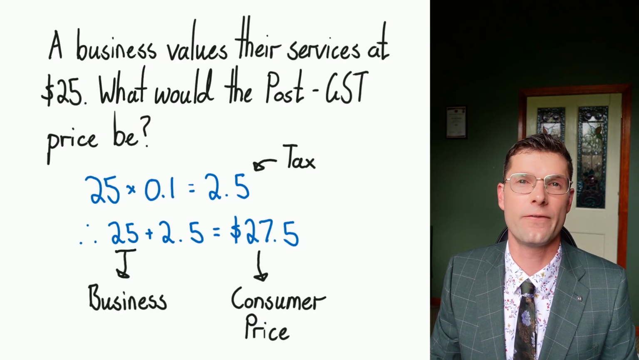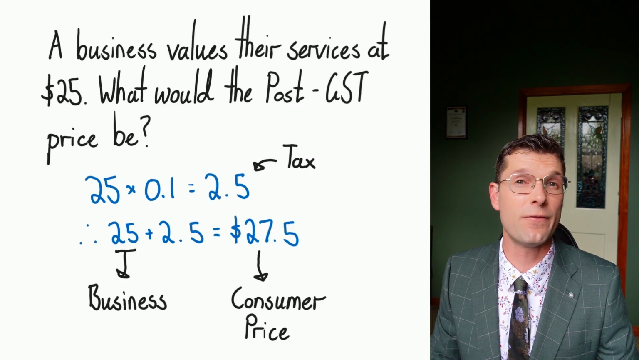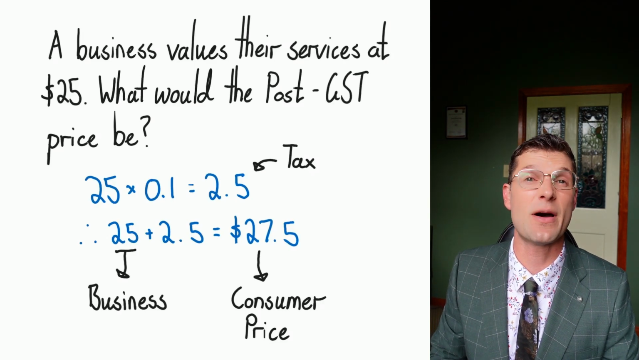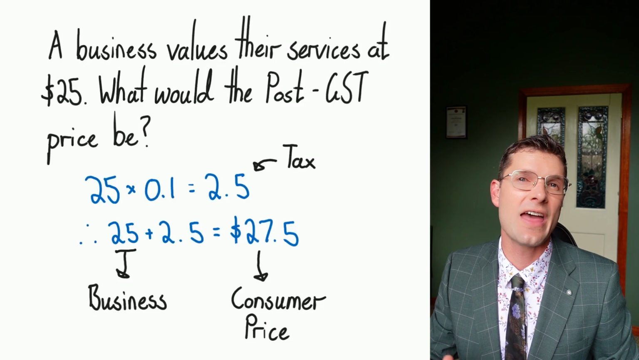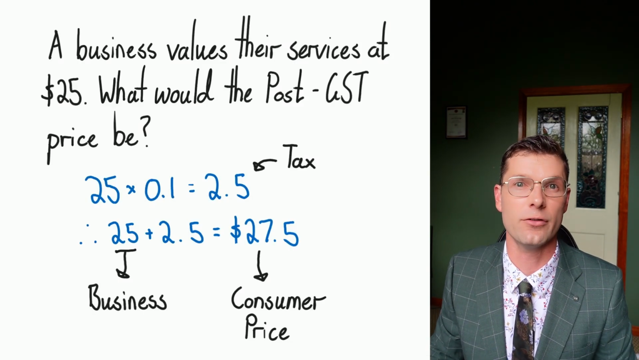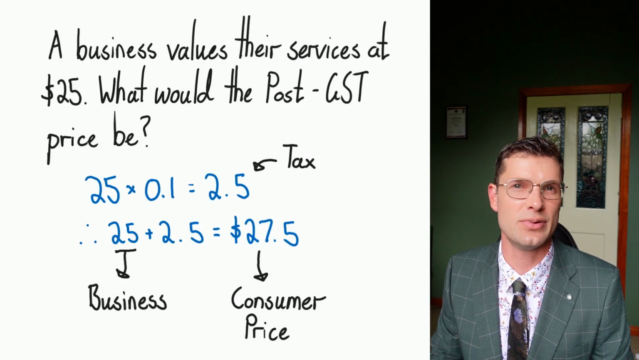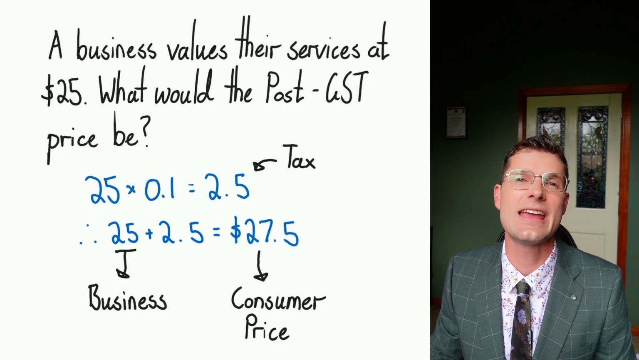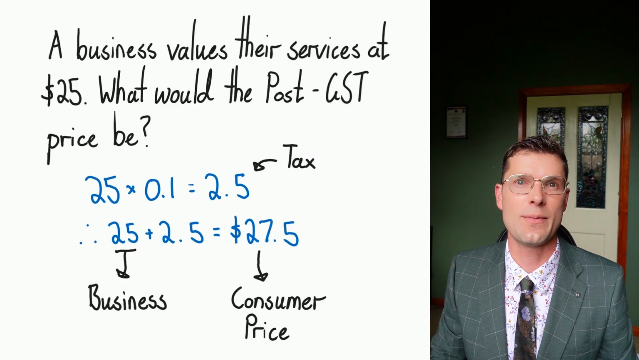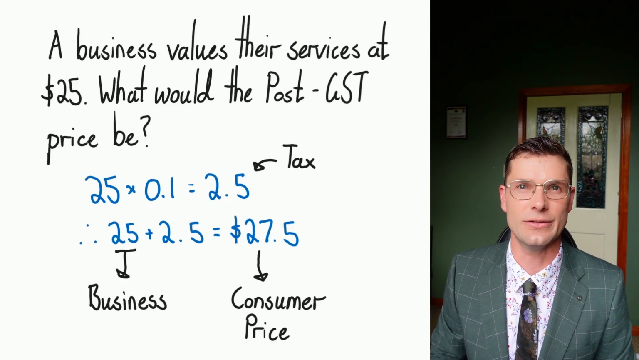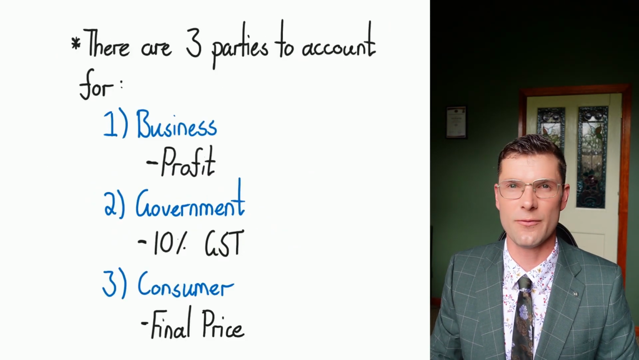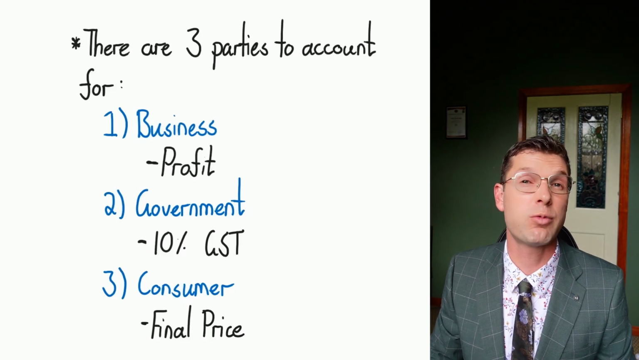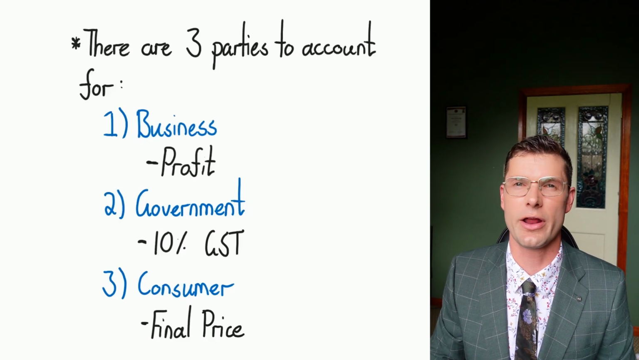So when we look at all of the components of this answer, we've got the $25, that's the business price. That's how much they want to sell their service for. Then we've got the tax, the $2.50. This is 10%, and that's going to the government. And then finally, that $27.50 is what the customer pays. So we've got three major stakeholders in this equation. So these three people, the business, the government, and the consumer, all interact when we're trying to find the final price of a product, right?